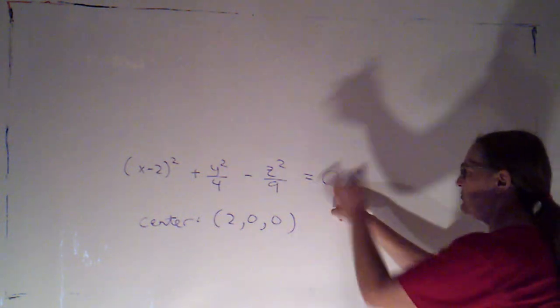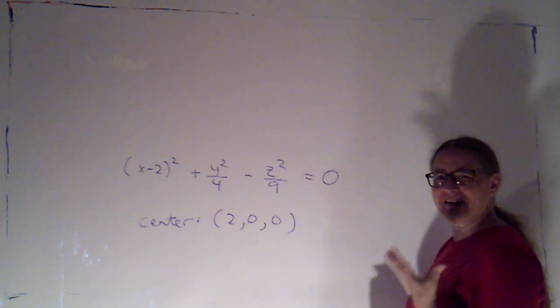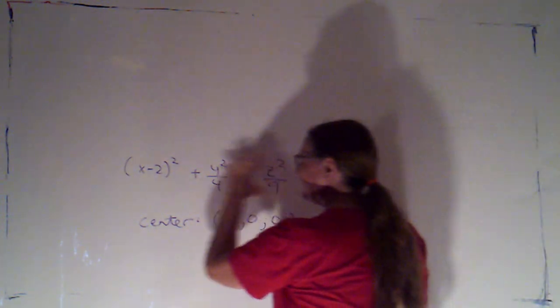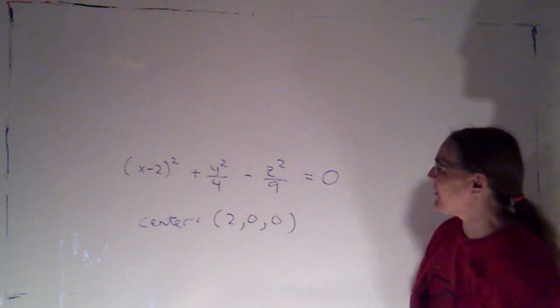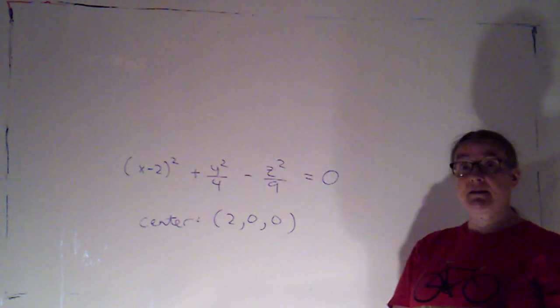The only thing I could do would be to add 1 to both sides, but that's not particularly helpful because this is the part that involves my variables. Okay? So this is set equal to 0.